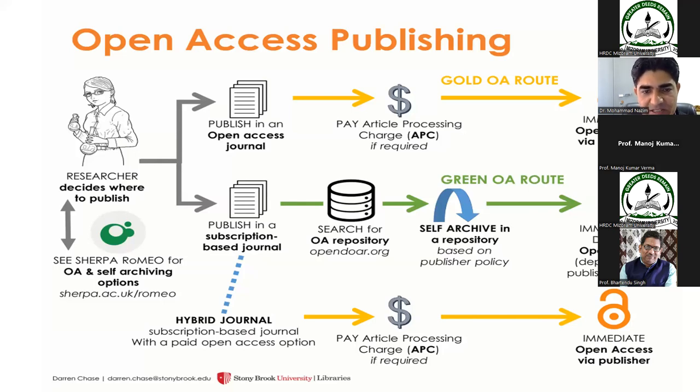Another route is to publish in a subscription-based journal. Subscription-based journal means the traditional system of publishing, which we have already discussed. So publish in a subscription-based journal. Then what we need to do is search for an OA repository. OA repository means an institutional repository, particularly a subject-specific repository. Suppose somebody belongs to physics, somebody belongs to computer science. He or she needs to find a specific subject repository in his or her particular area.